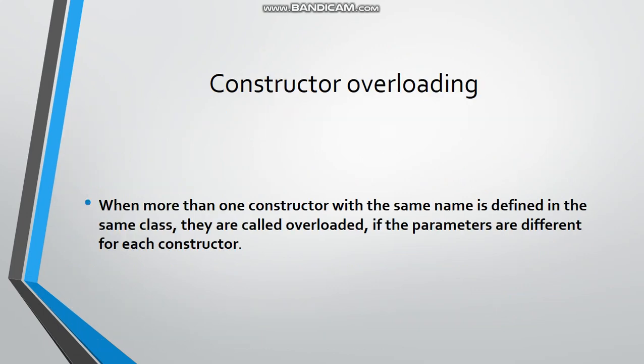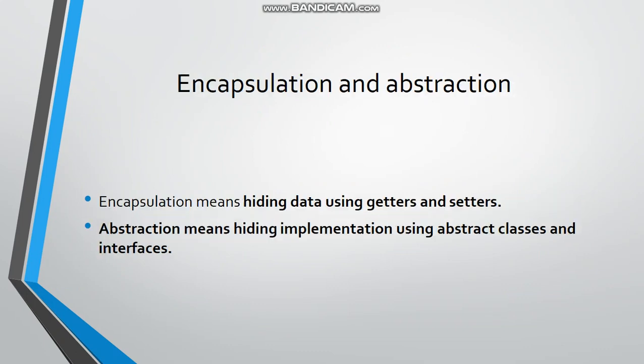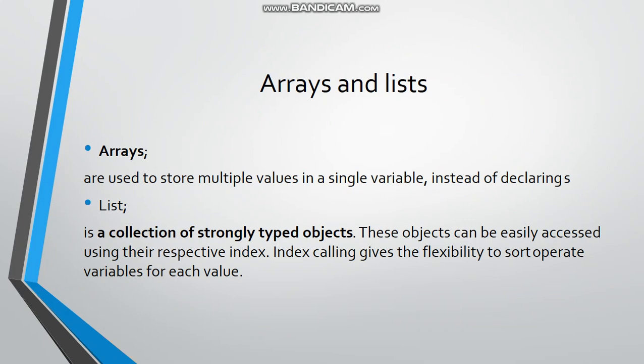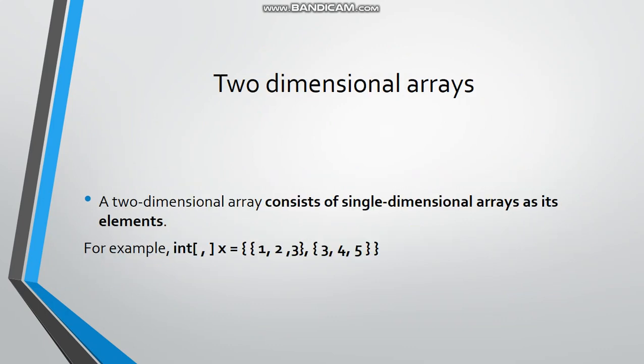We have constructor overloading. When more than one constructor of the same name is defined in the same class, they are called overloaded if the parameters are different for each constructor. Encapsulation and abstraction: encapsulation means hiding data, while abstraction means hiding implementation using abstract classes and interfaces. Arrays and lists: arrays are used to store multiple values, while a list is a collection of strongly typed objects.